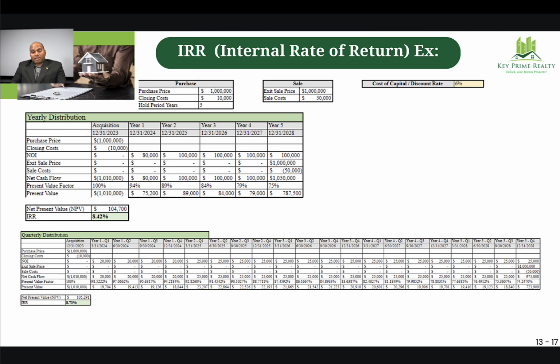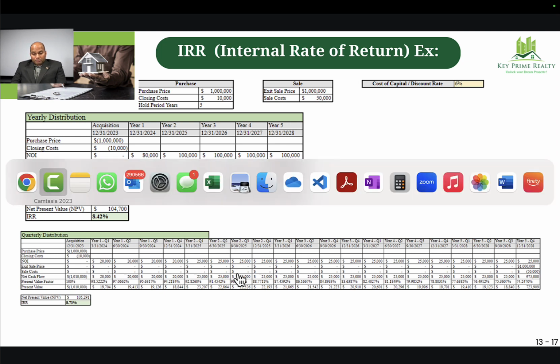Money earned at the beginning can be reinvested. It has much better value than what you earn at the end. The spreadsheet has, let me see if I can quickly go through the spreadsheet with you.